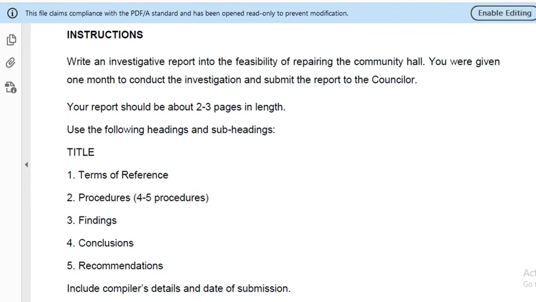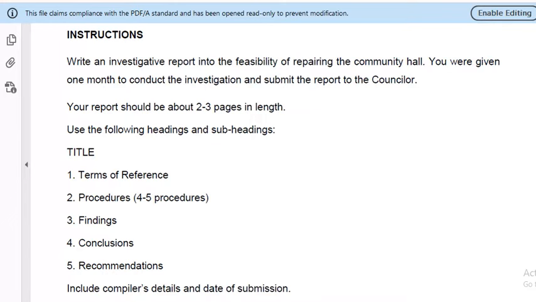Instructions. Write an investigative report into the feasibility of repairing the community hall. You were given 1 month to conduct the investigation and submit the report to the counselor. Your report should be about 2 to 3 pages in length. Use the following headings and subheadings. Title, terms of reference, procedures, 4 to 5 procedures. Those are the number of procedures that you need to provide. There must be 4 or 5.